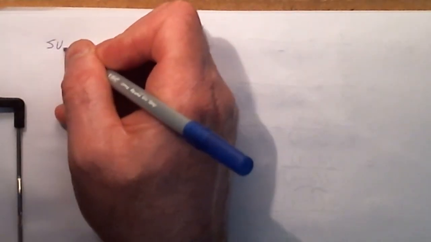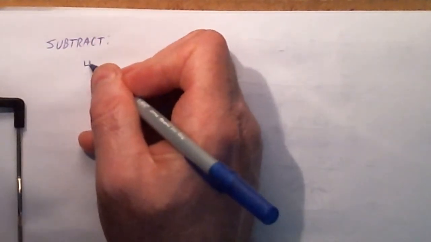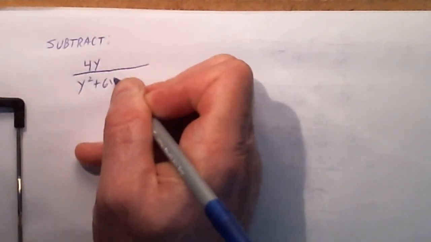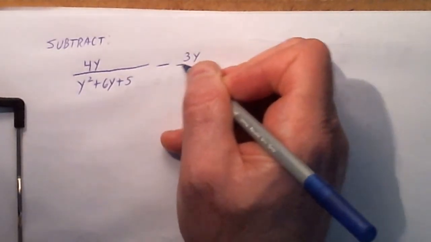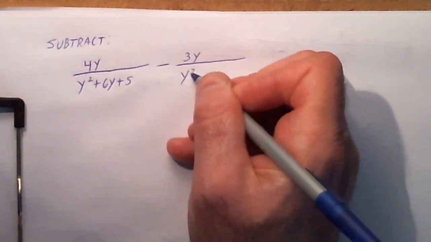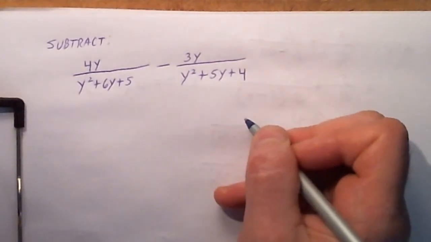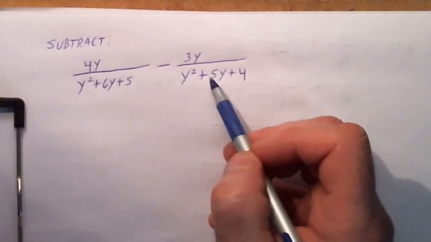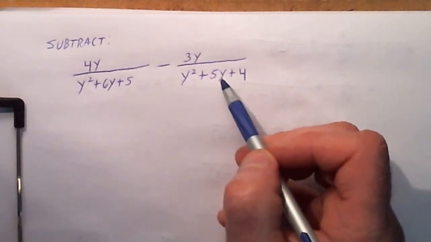Okay, I'll show you one more here. Try to subtract 4y over y squared plus 6y plus 5. And we're going to subtract off 3y over this trinomial, y squared plus 5y plus 4. Notice these trinomials are not identical. Being the case, they're not the same denominator. So we're going to have to ultimately find the least common denominator for both these rational expressions.